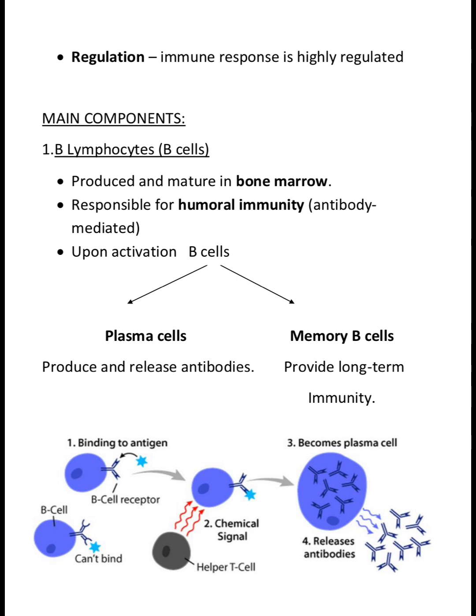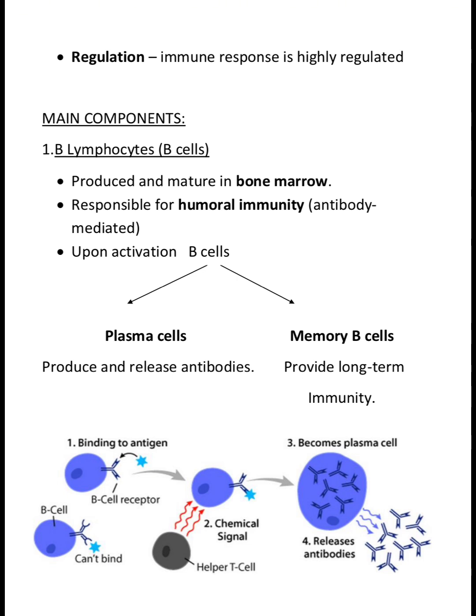As you can see in the figure, B cells have specific receptors called B cell receptors on their surface. These receptors bind to the antigen directly, like parts of bacteria or viruses. When the antigen binds to the B cell receptor, the B cell becomes activated. Sometimes it needs help from a helper T cell to become fully activated.